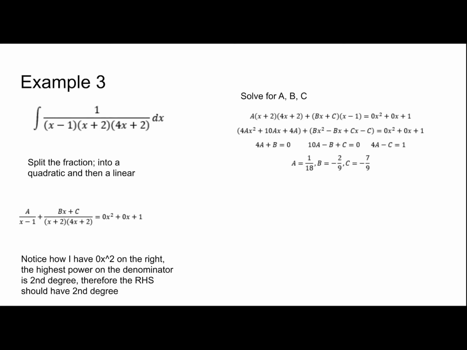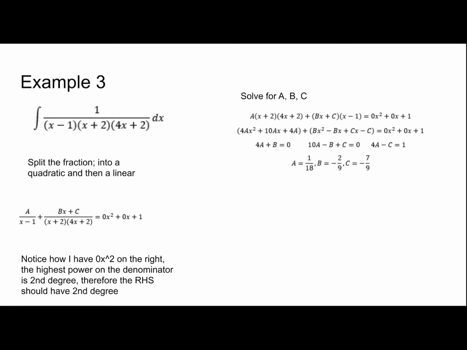So now we can go once again, the like terms are equal to each other. So all the x squareds added together equal our something x squared on the right. All our x's added together equal our something x on the right. And all our non-x's will add to something without the x on the right. We get our equations: 4a plus b equals 0.